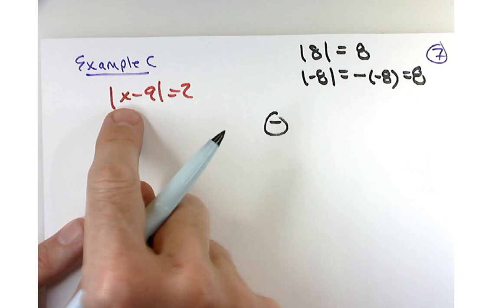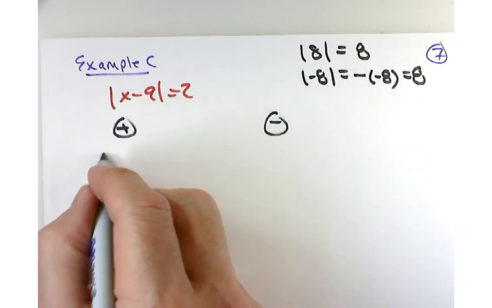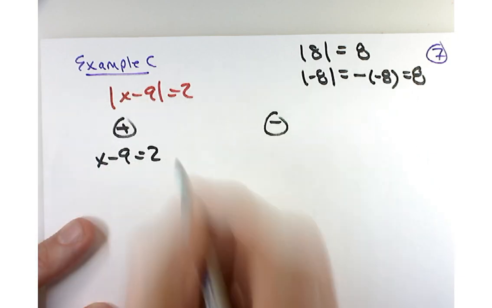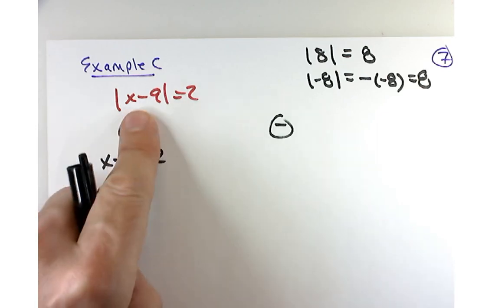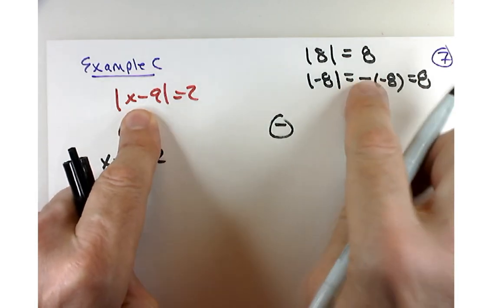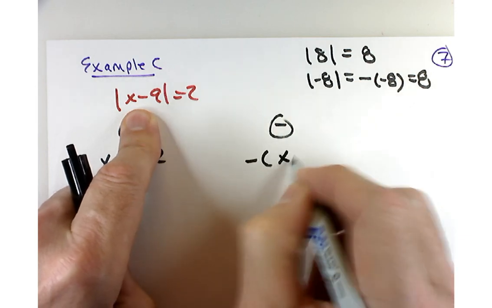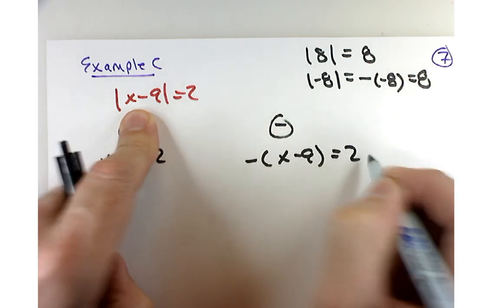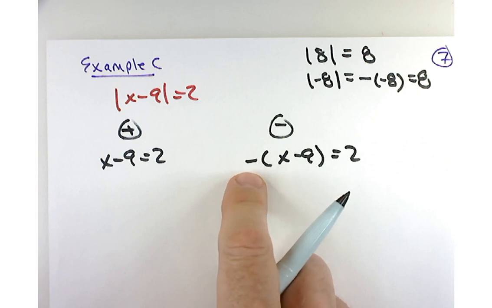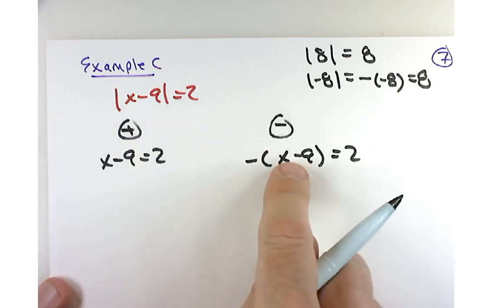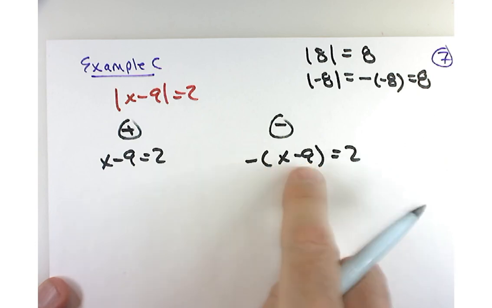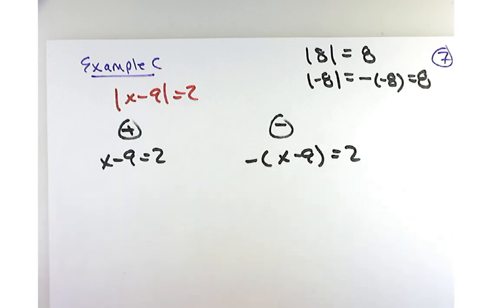How does that apply over here? If this is positive, I don't need the absolute value. I can just take it out of the absolute value. If this is negative, I've got to take its opposite to get it out of the absolute value. And so that's the negative case. Notice what I'm not doing. I'm not just making it x plus 9. I'm taking the opposite of the whole thing there.